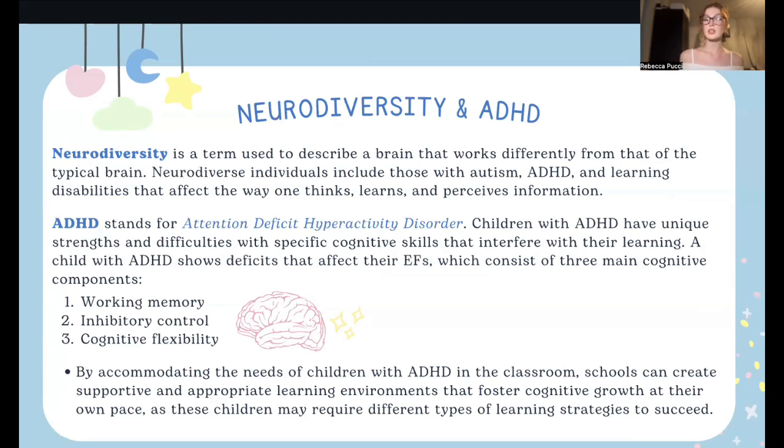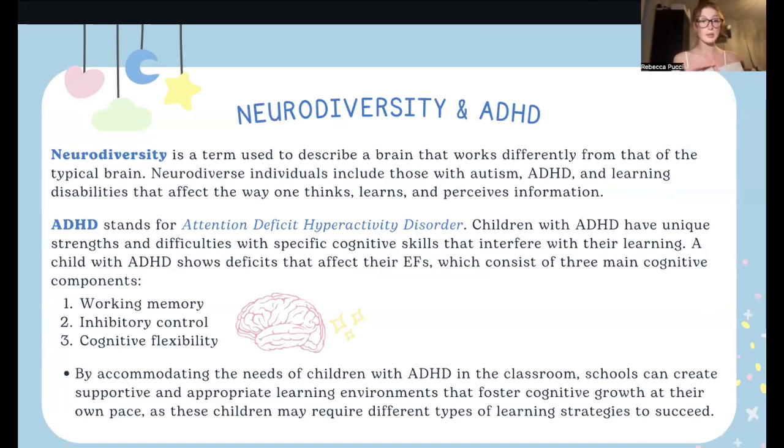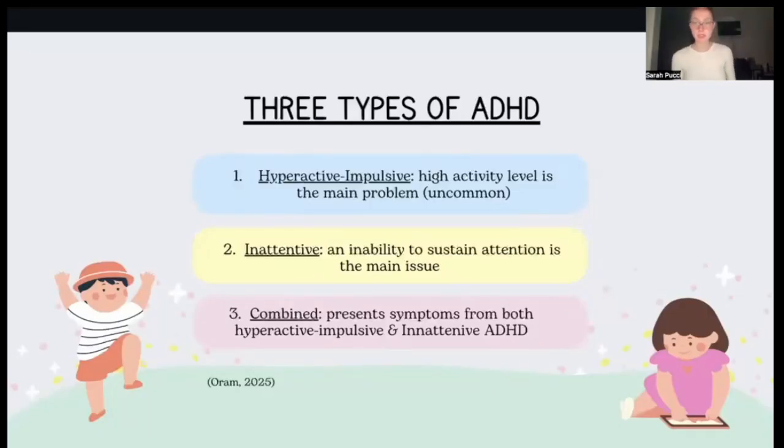A child with ADHD shows deficits that affect their executive functions, which consist of three main cognitive components. So we have working memory, inhibitory control, and cognitive flexibility. And we believe that by accommodating the needs of children with ADHD in the classroom, schools can create supportive and appropriate learning environments that foster cognitive growth at their own pace, as these children may require different types of learning strategies to succeed. We're going to talk about the three types of ADHD.